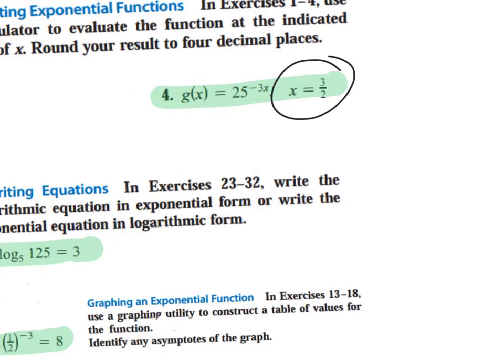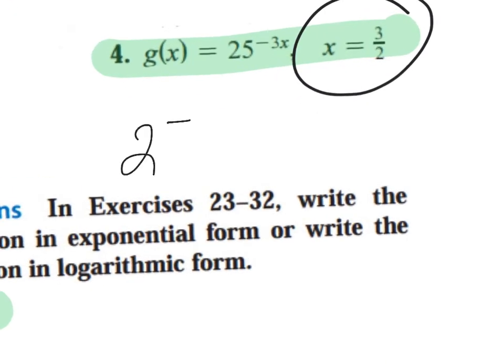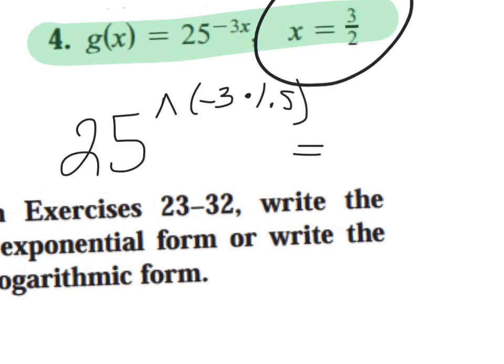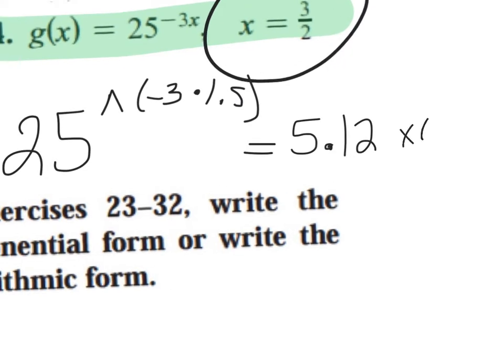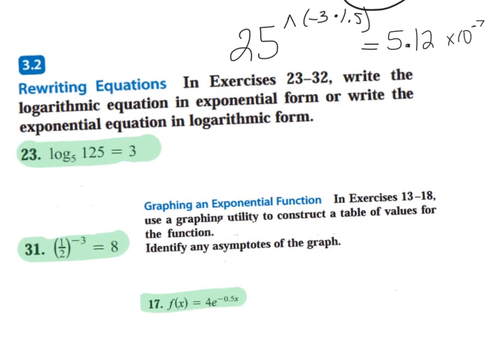Okay, what is 3 divided by 2? 1.5, thank you. So you can go in your calculator and say 25 and raise it to the negative 3 times 1.5. What is your answer? 5.12 times 10 to the negative 7. Okay, times 10 to the negative 7. Guys, this is a multiple choice test, yes? Plug it in your calculator. Find which one matches.